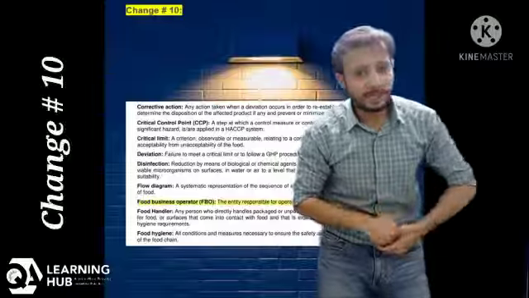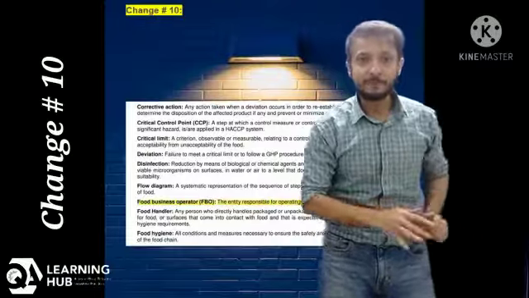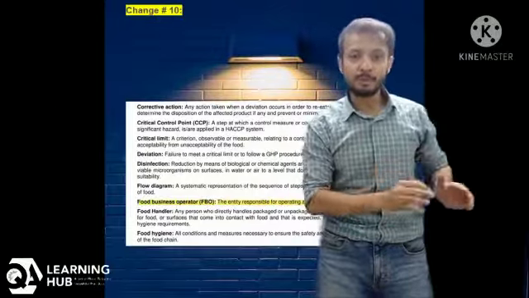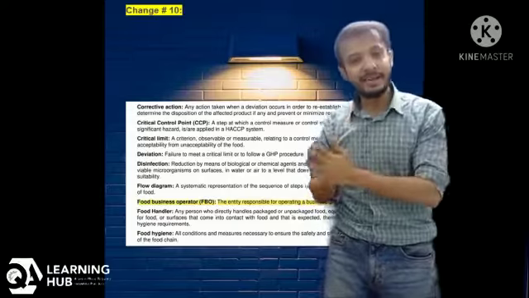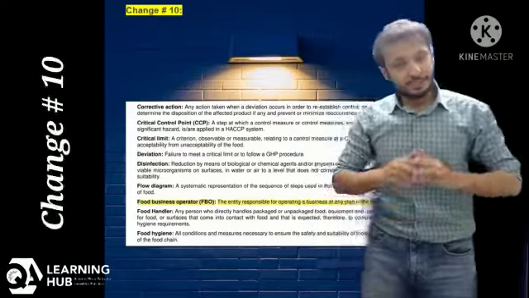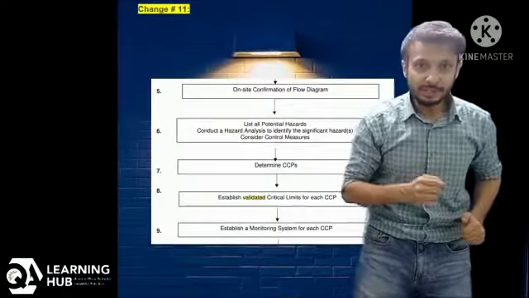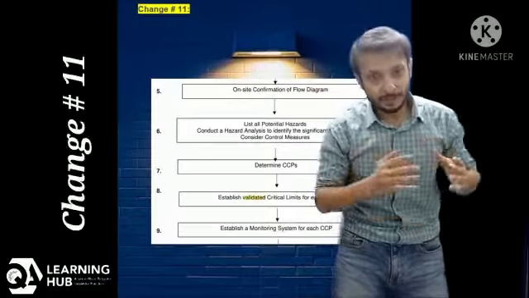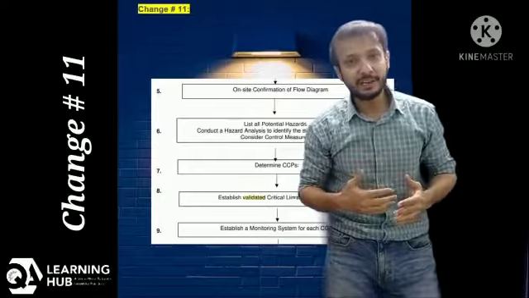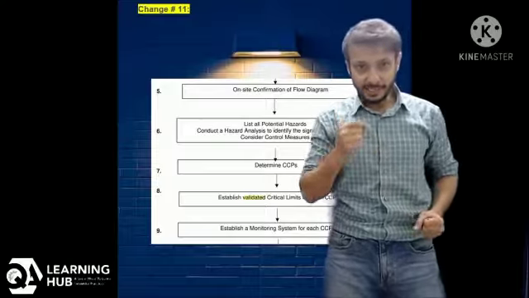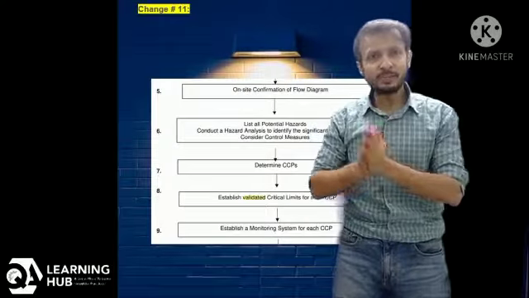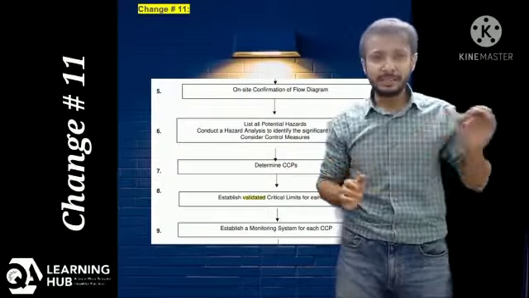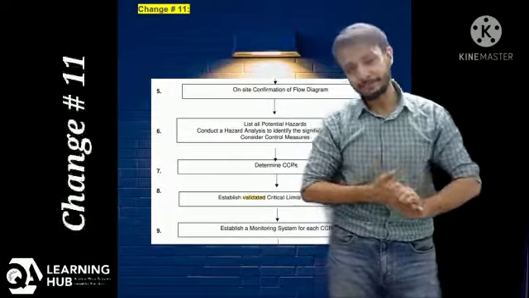Change number 10. A new term, food business operator, is being used in the complete guideline, referring to the entity responsible for operating a business at any step in the food chain. Change number 11. Critical limits, which is step 8 and principle number 3, requires validated critical limits. The term validated is newly added. However, it has always been understood that the critical limits should be validated.